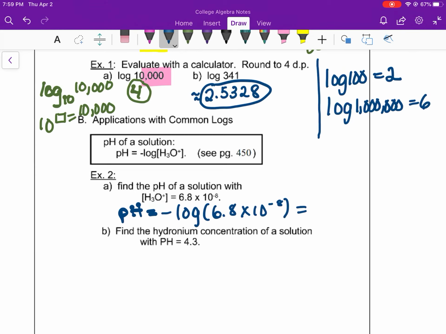Let's go ahead and put that in. And with a pH, you can round that to 1 decimal place, so that's about 7.2. All right, now we're going to work backwards and we're going to find the H3O positive when the pH is 4.3.